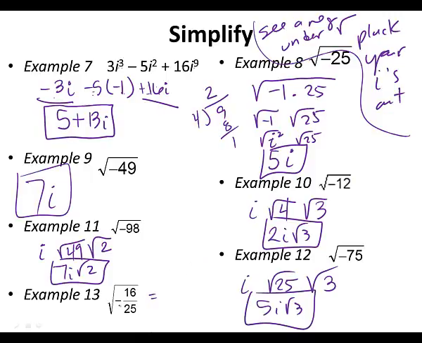All right. See a negative under a radical, what do we do? Pluck your eyes out. Square root of 16 is? Square root of 25? 5. Okay? We good? All right.